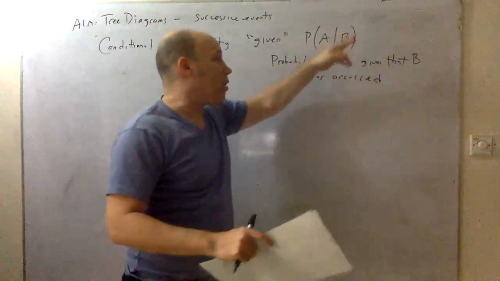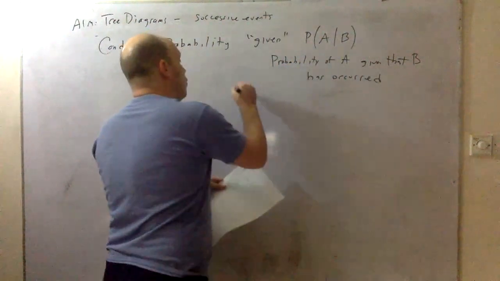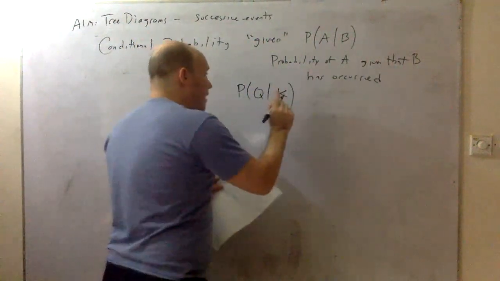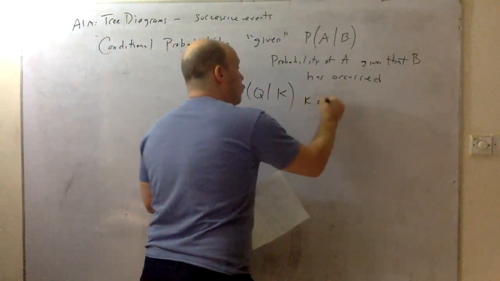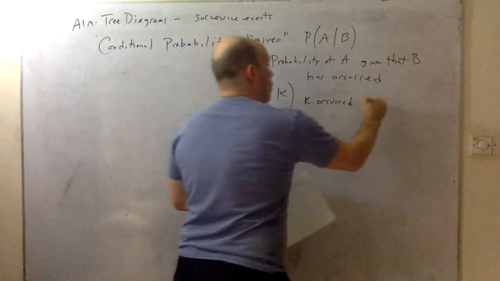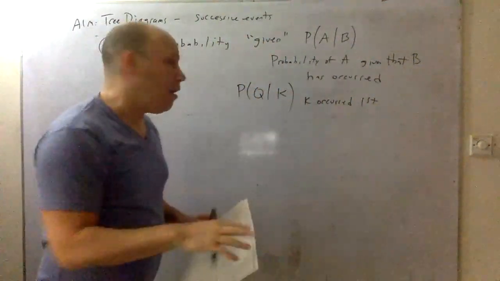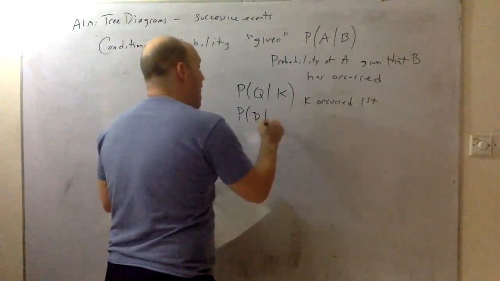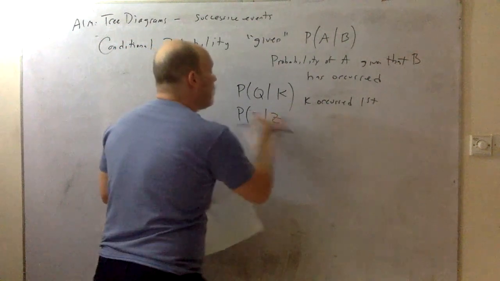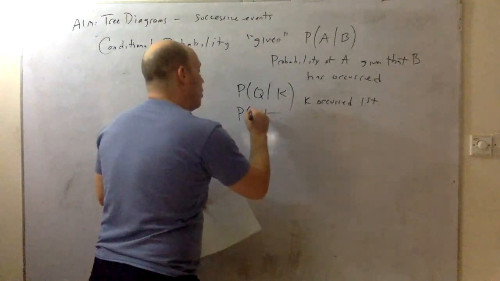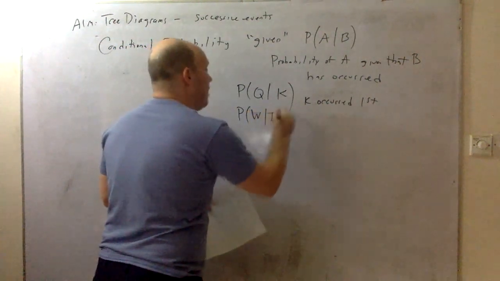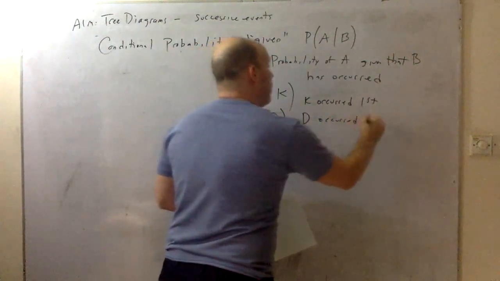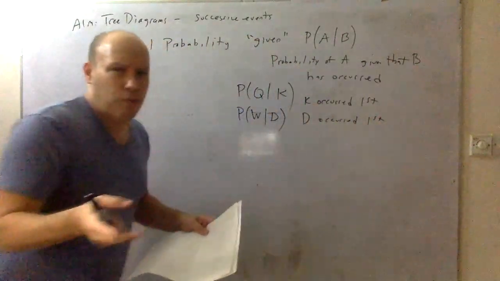The idea is whatever is here, let's change it. Let's use, I don't know, Q and K. This means that K occurred first, and then Q happened. Let's pick another. How about D and Z? Well, let's change it. W and D. This means D occurred first, and then W. So, but what's the point?